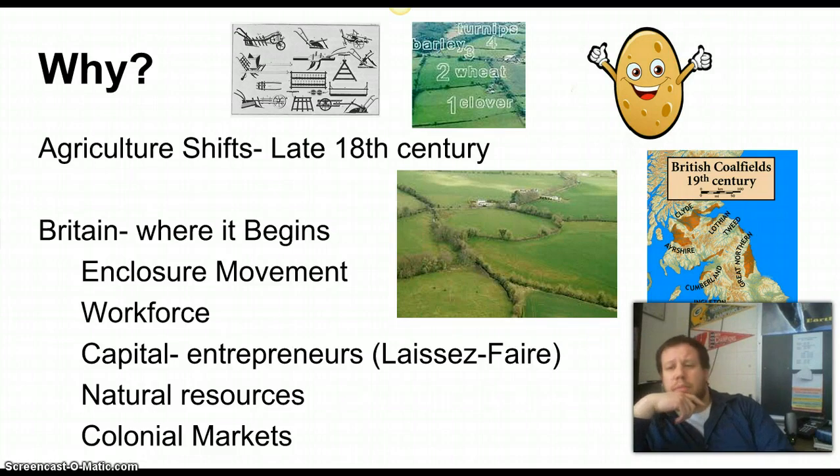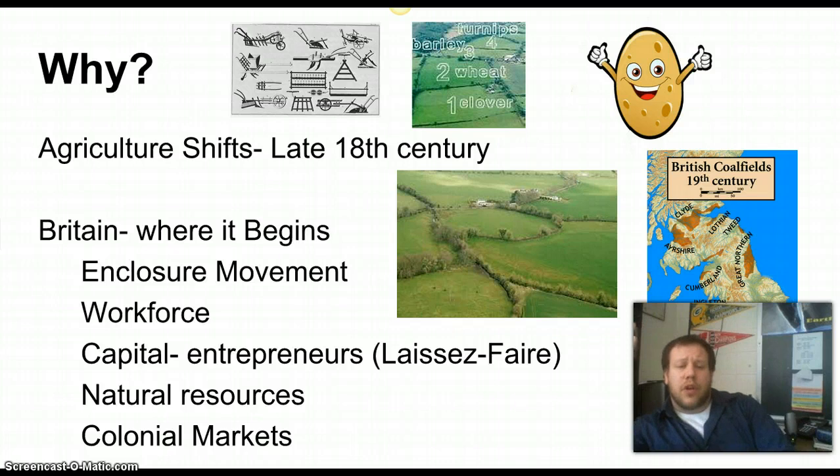And lastly, the marketplace. When you make something, you have to have a way to sell it to somebody. England had a big empire. They had gained lots and lots of land in other areas, parts of the Americas, in India, in Asia, and so on and so forth.